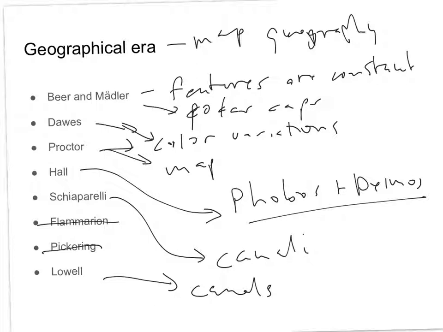We'll talk a lot more about Lowell, and I think I will cut it off there. I do have on the other slides some of the example maps from the different eras, but I'll just post those.